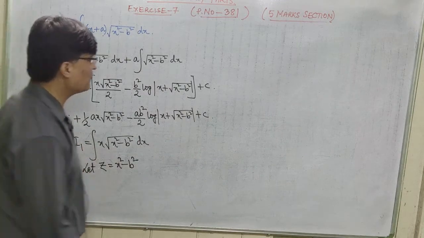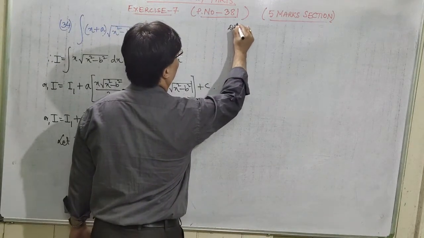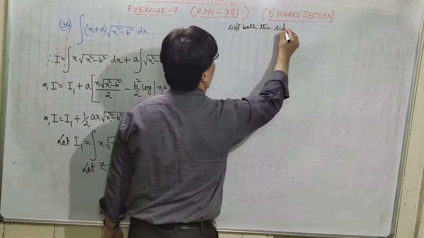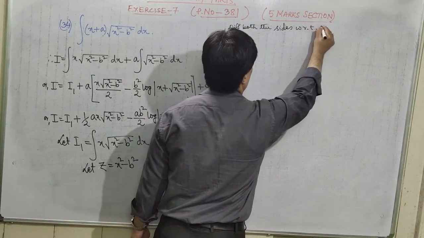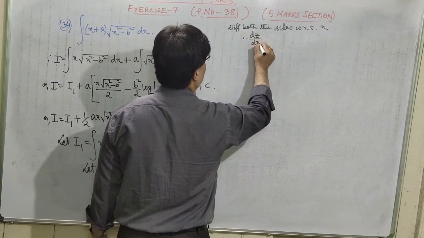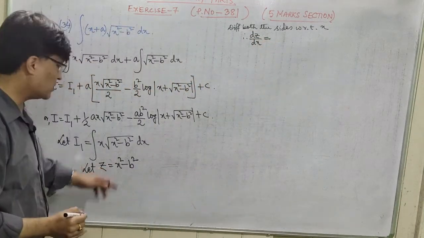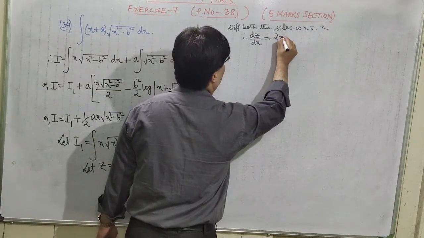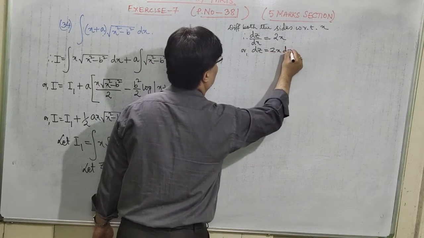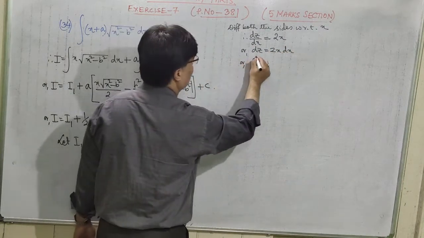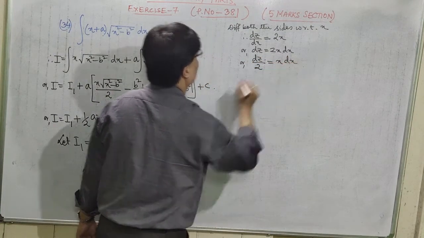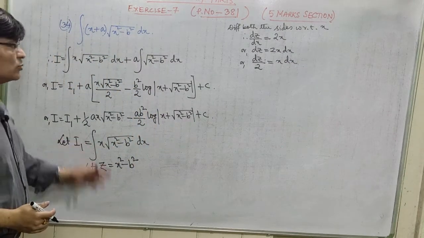So let us differentiate it. Differentiating both the sides with respect to x, dz by dx is equal to 2x, isn't it? And for b square it is 0. Now let us cross multiply it. dz is equal to 2x dx, and let us take 2 to the left hand side. You should write it in the denominator. dz by 2 is equal to x dx. So we're getting the value for x dx, which is equal to dz by 2.